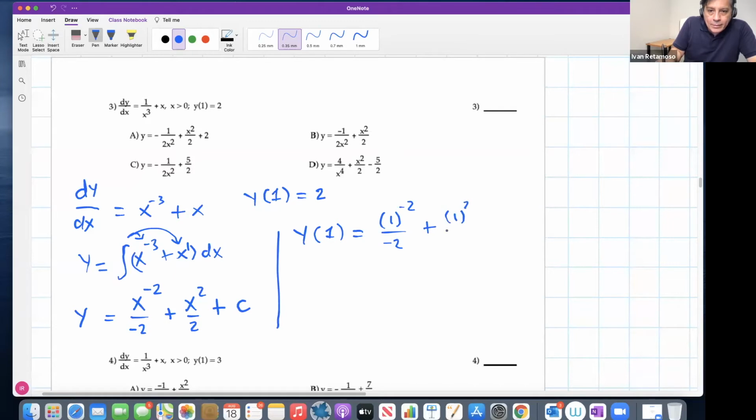Plus 1 squared over 2 plus a constant. On the other hand, they're telling me that this is just the number 2 from here, right? Maybe I should highlight this to realize where this came from. This 1 raised to any power is 1, minus 1/2 plus 1/2 plus c.